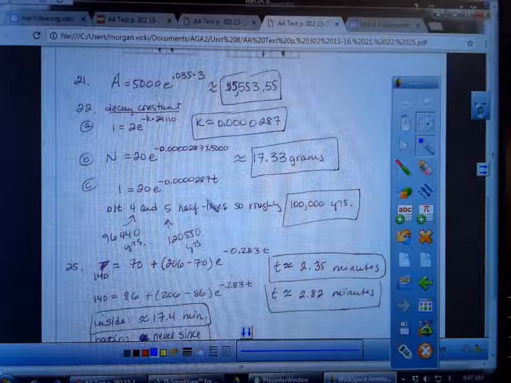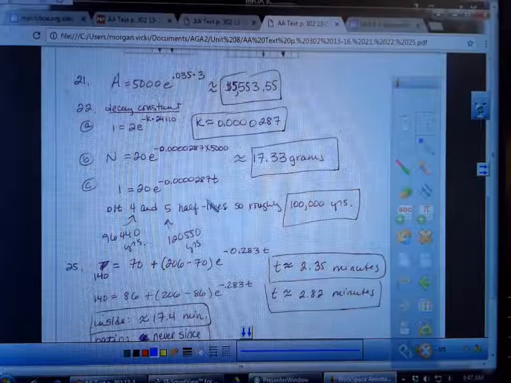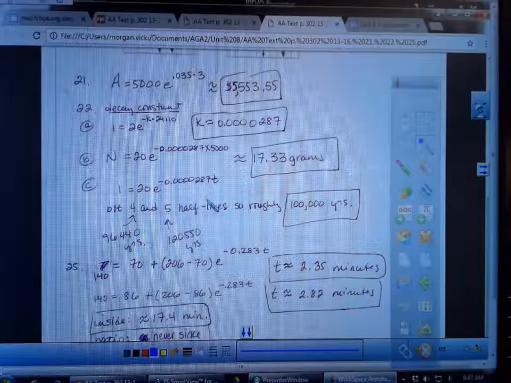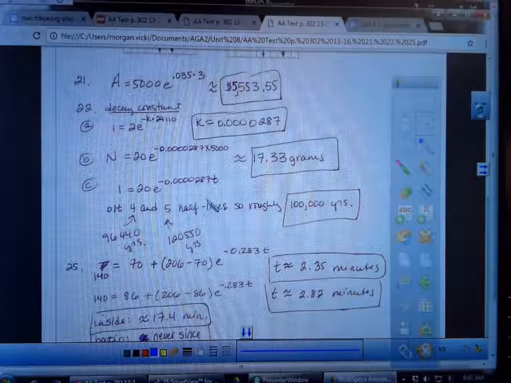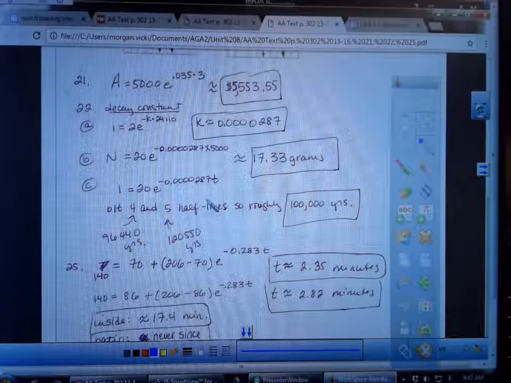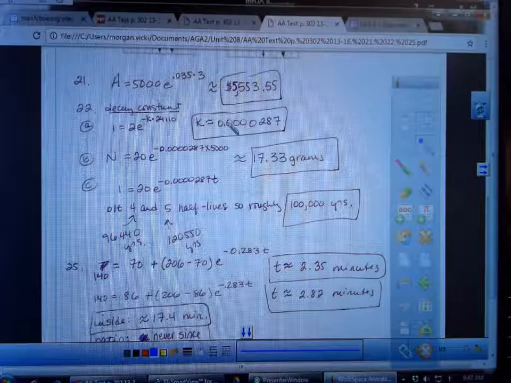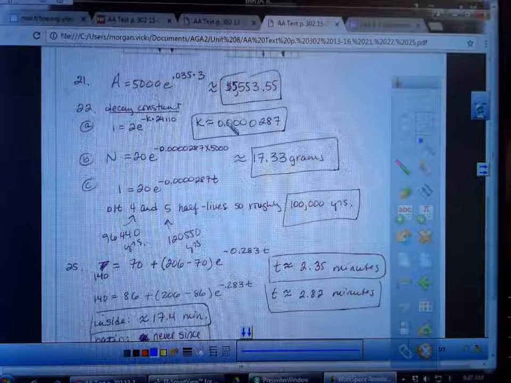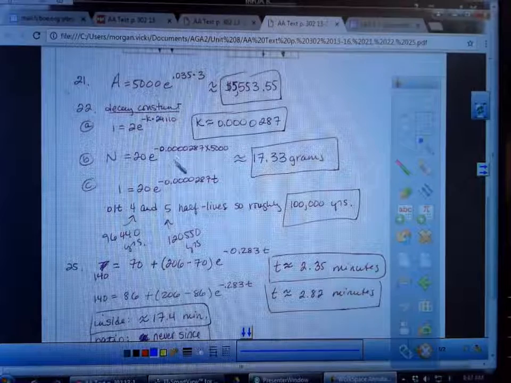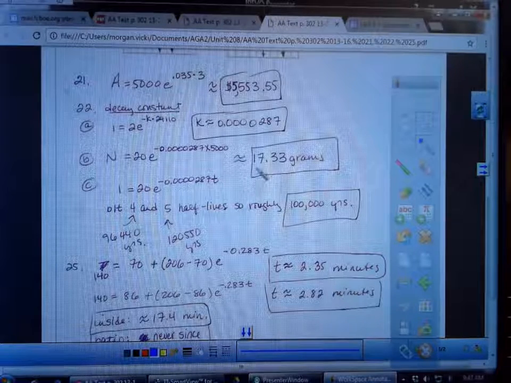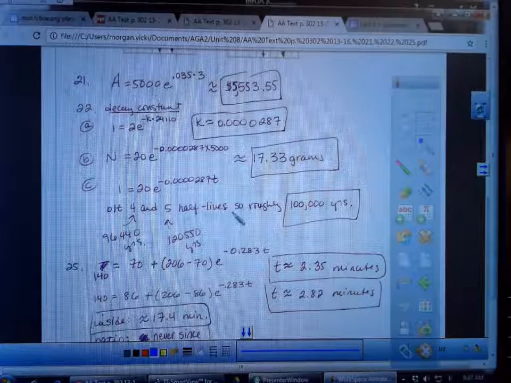Now part B builds on that, I believe. And then what are you asked to do? You're asked to actually use that decay constant in the model and then find an ending amount. So if I start with 20 grams, after 5,000 years, with this decay rate that I just found, I end up with 17.33 grams.